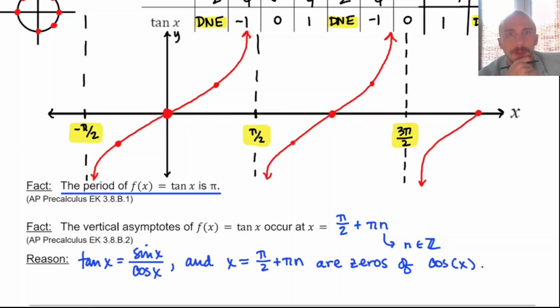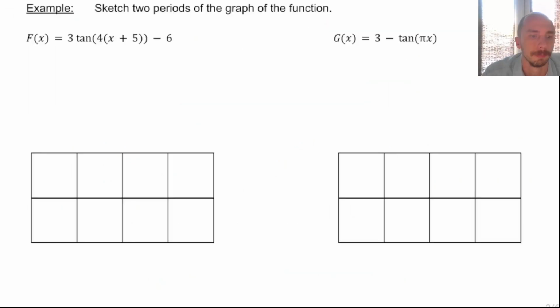Pardon me, I kind of lost my place a little bit. But the reason I've got here is because tangent is sine over cosine, and x equals pi over 2 plus pi n are zeros of cosine of x. Right up at the top, that's pi over 2. And then we would add pi to go all the way to the bottom. That'd be 3 pi over 2. And if we keep adding pi, we'll either be at the top or the bottom. Okay, so these are the zeros of cosine, so these are the vertical asymptotes of tangent.